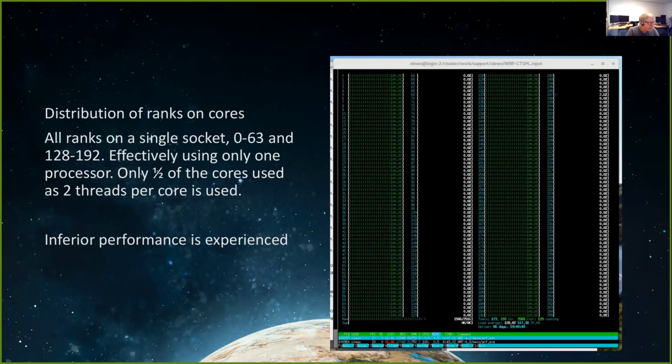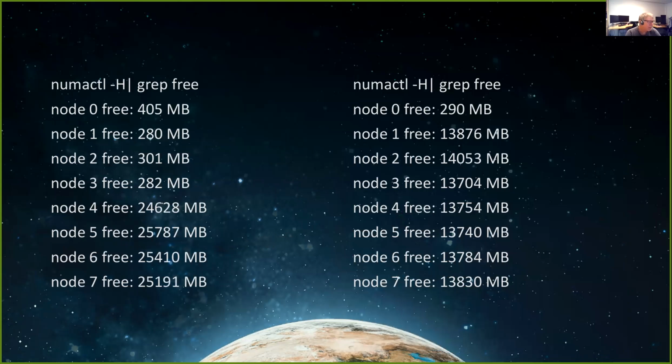Here I force it differently. Here is another one. It looks like we are using 128, but I've scheduled them in such a way that they are only running on the first socket. So the 128 threads are allocated to the first socket, and effectively that is half performance. So be careful.